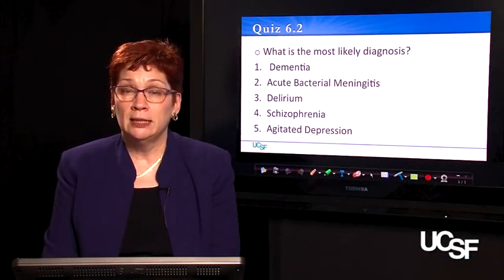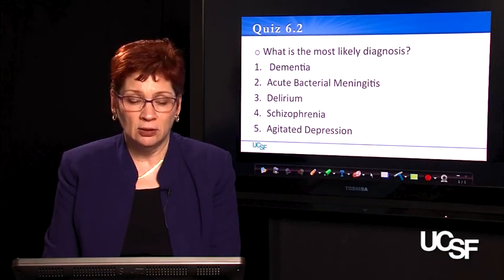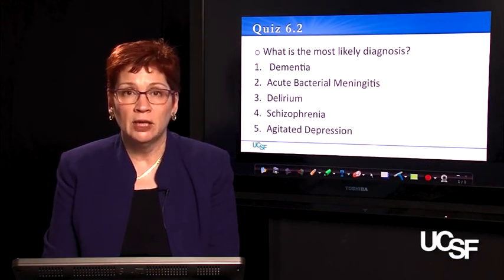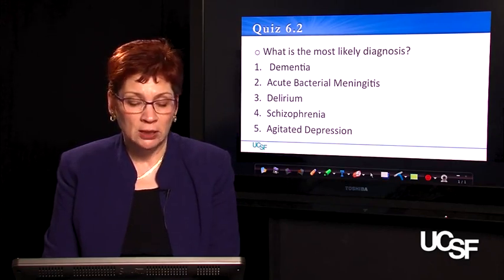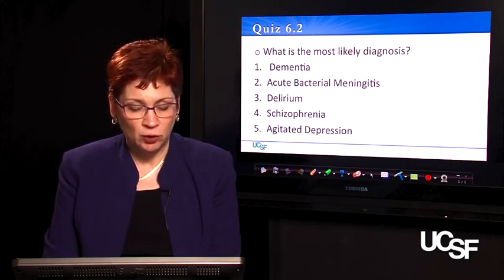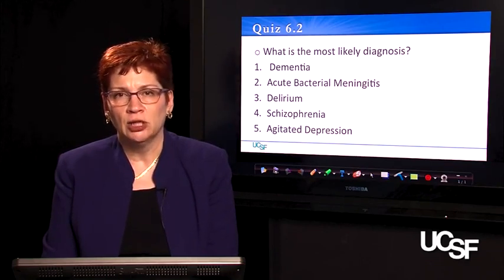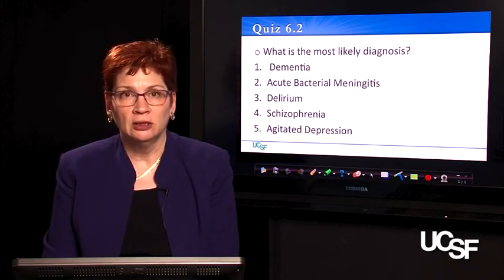So, let's make a diagnosis. From the information you have now, what is the most likely diagnosis? 1, dementia. 2, acute bacterial meningitis. 3, delirium. 4, schizophrenia. Or 5, agitated depression. Choose your answer.